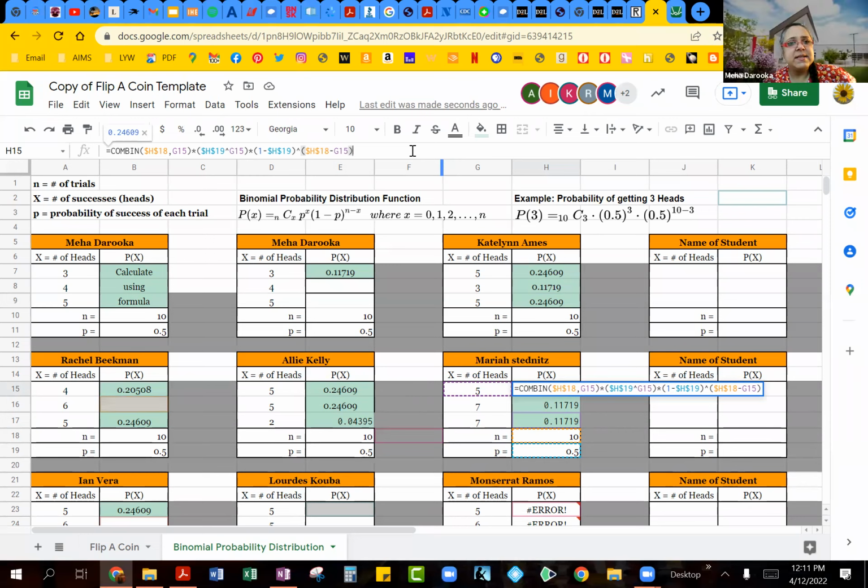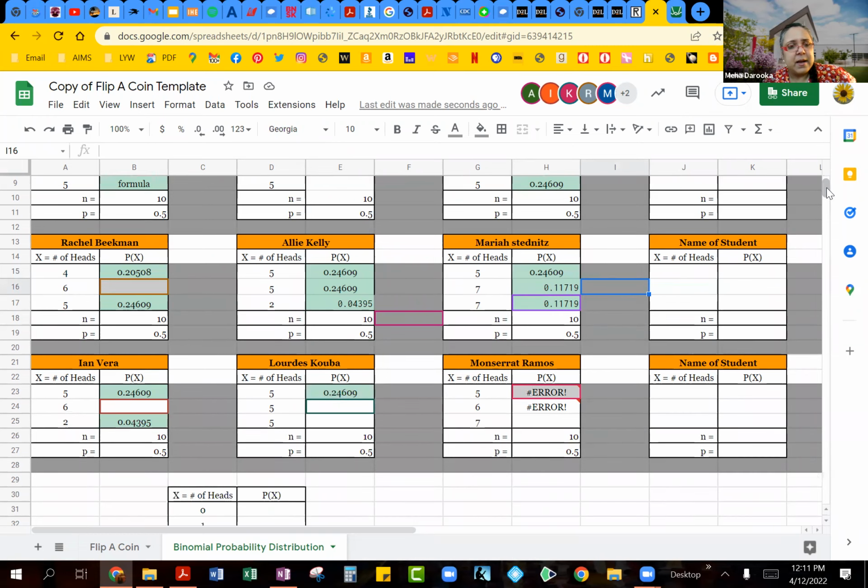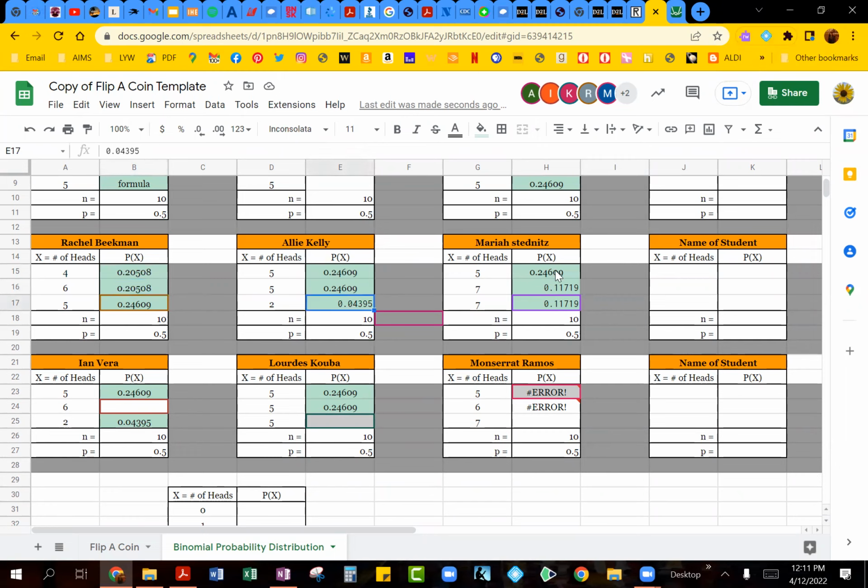Yeah, Mariah, I see that you used the cells and the formula in there. All right, very nice. And that worked out wonderfully because your 7 and 7 is the same. Let's see. All right, Rachel, you're done with your table.